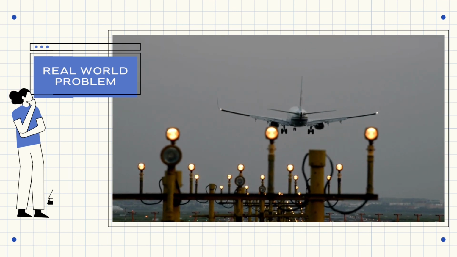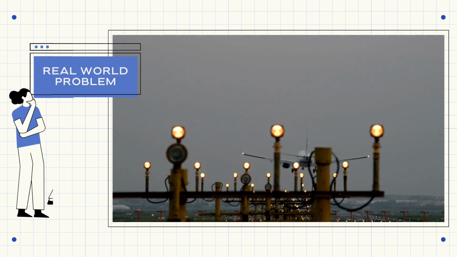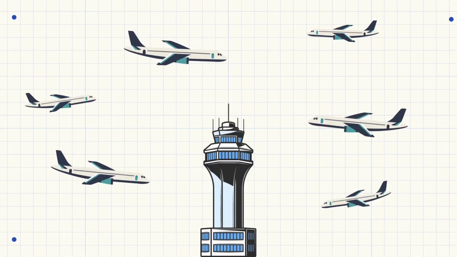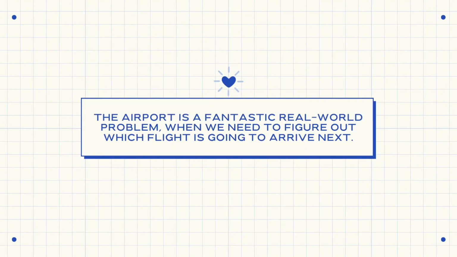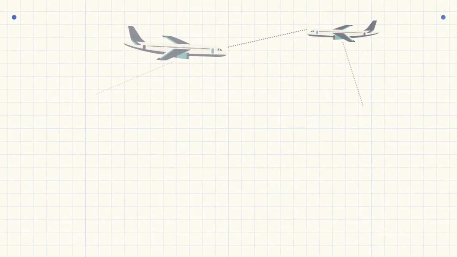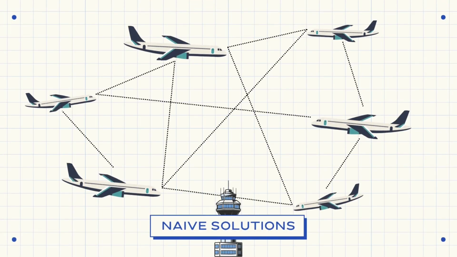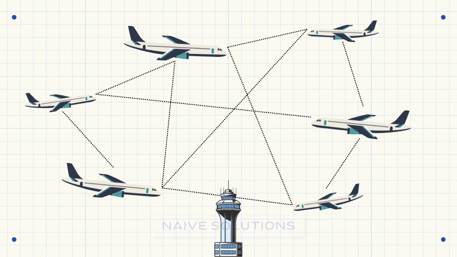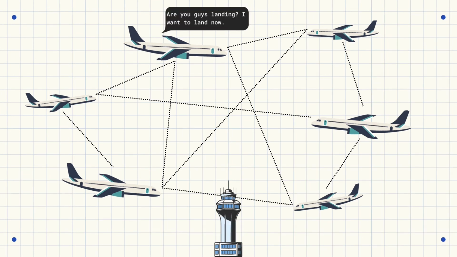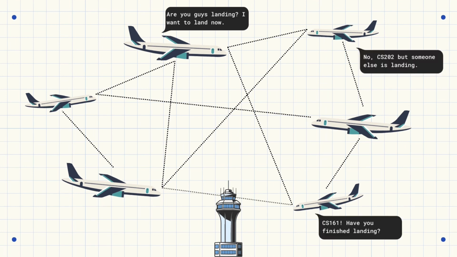For the real-world problem, I would like to use the airport as an example. It is one of the most suitable scenarios where you need to use a mediator. So imagine there are many planes that need to arrive at the airport, but we don't have enough space for them, and our mission is to figure out which flight is going to arrive next. In a naive solution, we can let them decide among themselves. So if a plane wants to arrive first, we can ask the other planes for permission. And it is the same for the others, but it may cause some major problems.